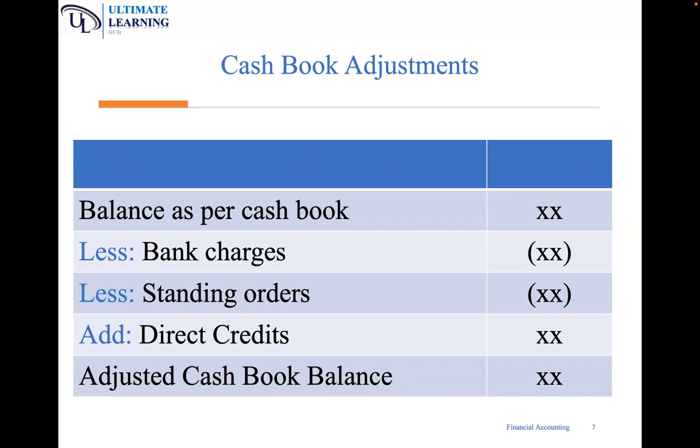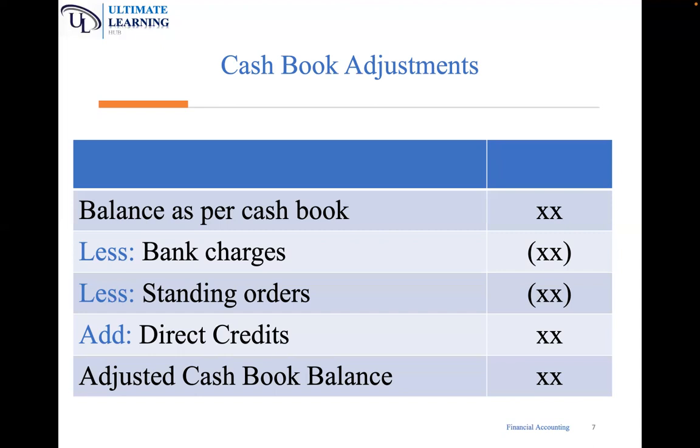That's why we deduct it. And remember, bank charges are debit entries in the bank statement. So you'll check for the bank charges in the debit side of the bank statement. Now, when you're adjusting the cash book, any item that is on the debit side of the bank statement will be deducted in the cash book. Any item that is on the credit side of the bank statement will be added in the cash book.